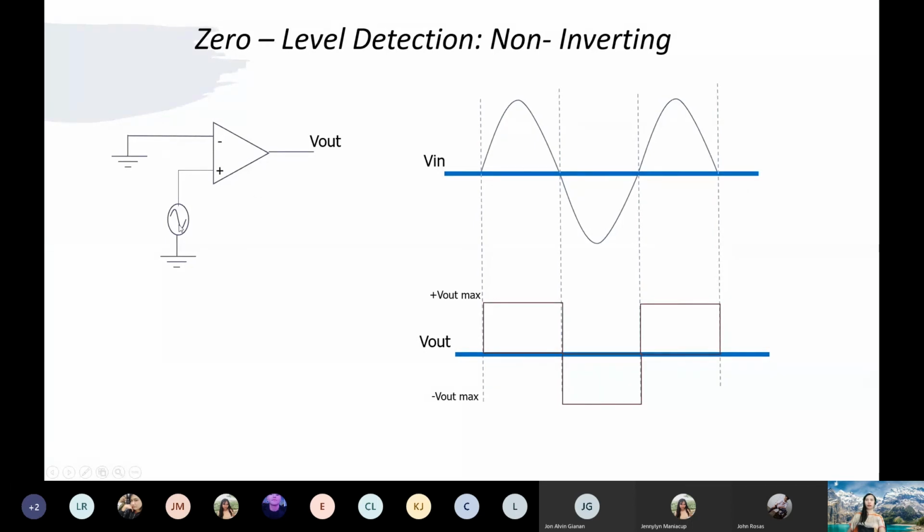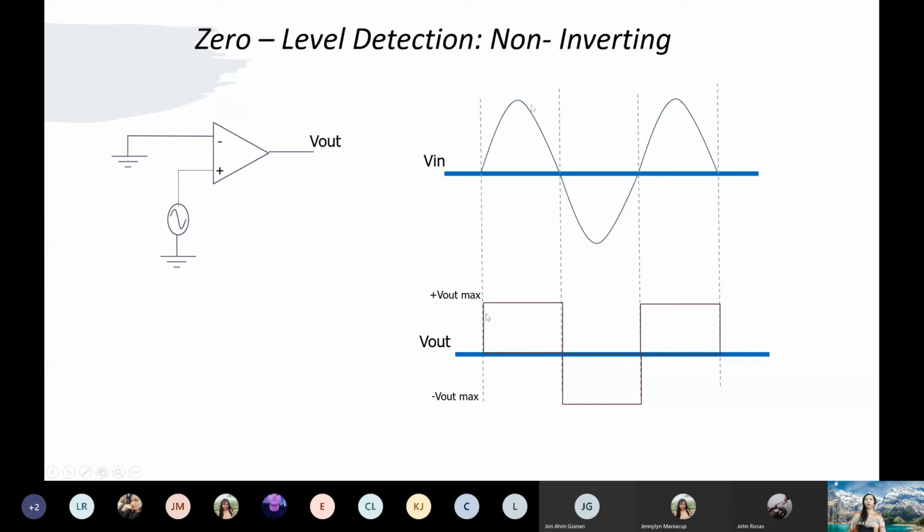So as you can see, let's say you have a sinusoid input connected to the positive, and then your negative is connected to the ground. So ibig sabihin, your reference is at 0. So you have this sinusoidal input. Whenever it crosses the 0 reference, the thick blue line, at 0 volts, that's when it changes output.